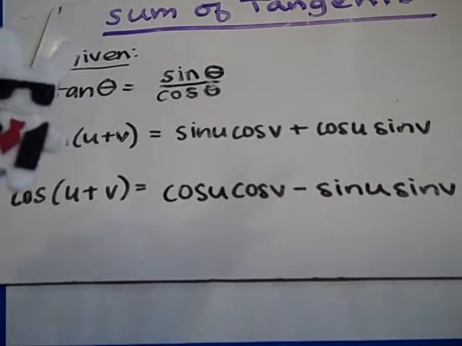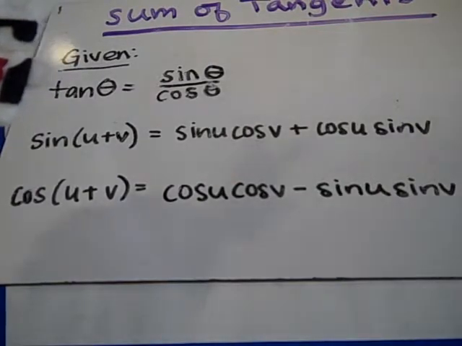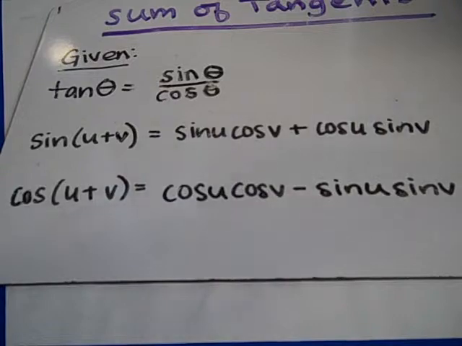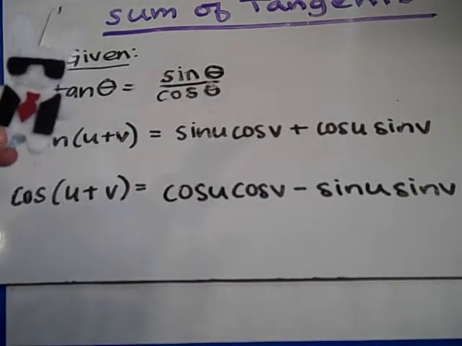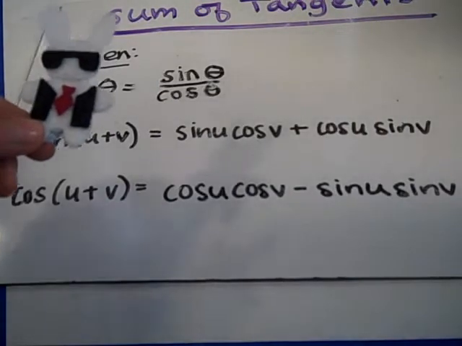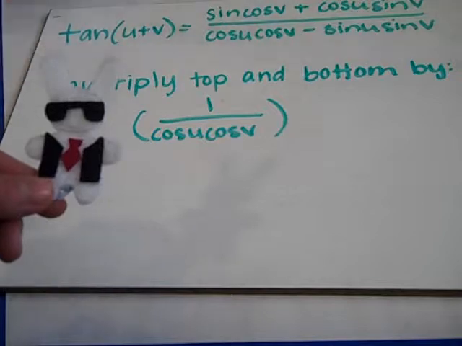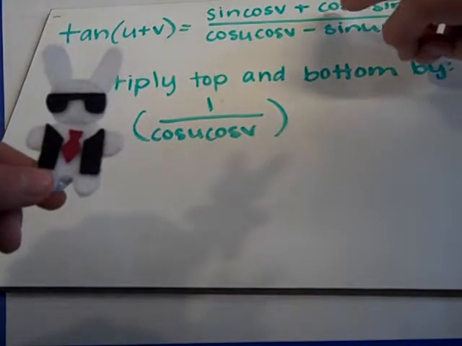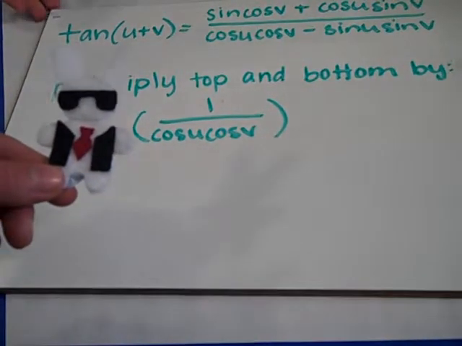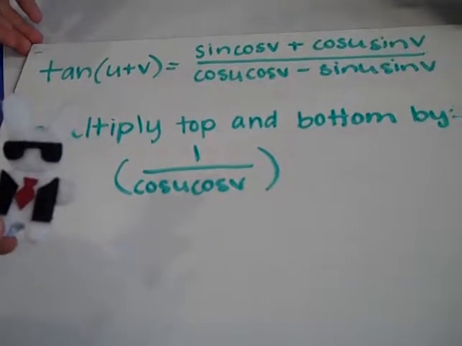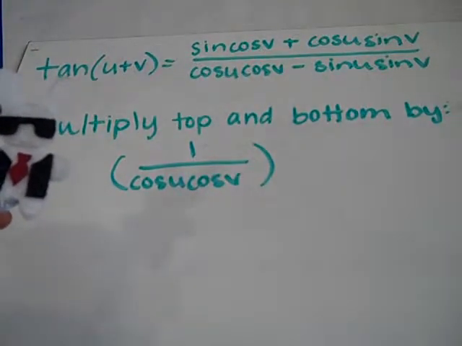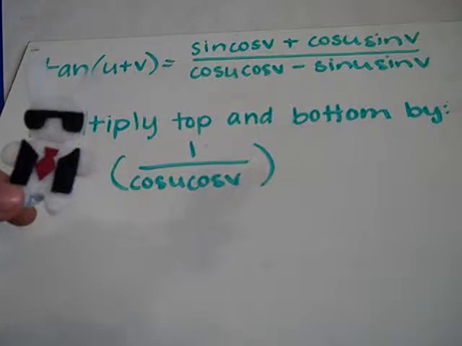So we can find the tangent of u plus v by taking the sine of u plus v over the cosine of u plus v. So tangent of u plus v equals sine of u times cosine v plus cosine u times sine of v, divided by cosine u times cosine v minus sine of u times sine of v.